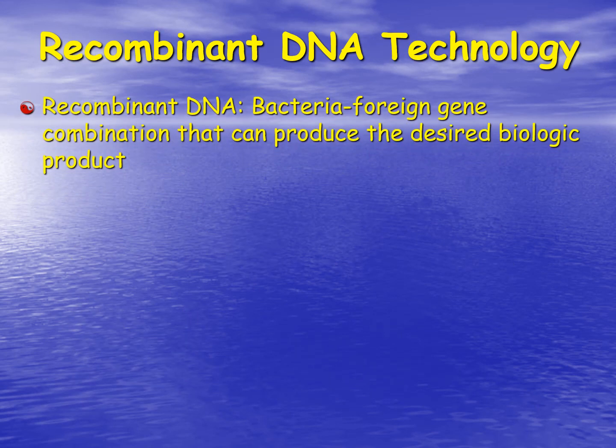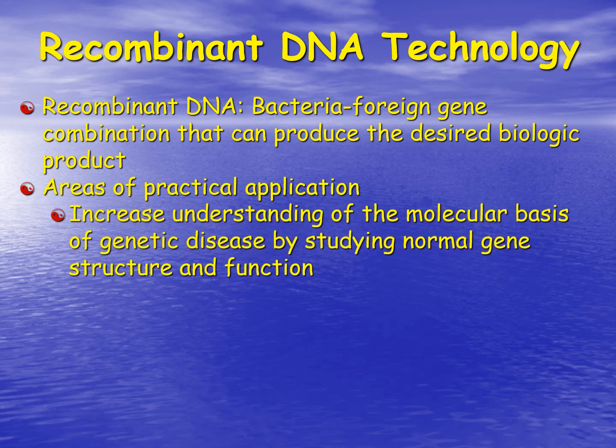Recombinant DNA technology is often where we use bacteria and place a foreign gene into the bacteria that produces a desired biological product. For instance, human insulin is now produced by a genetically recombined E. coli, in which we have put the human insulin gene into the bacteria, and the bacteria reads the gene and makes the insulin. So recombinant DNA technology does have areas of practical application.